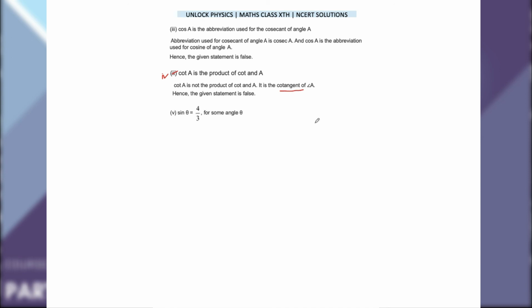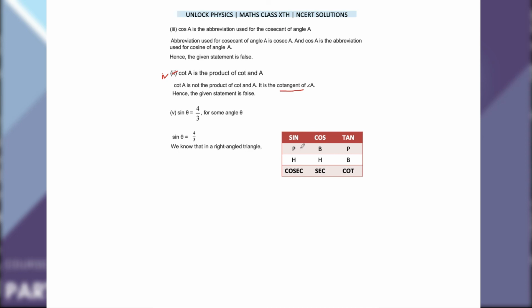Now the fifth part is sin theta is equal to 4 by 3 for some angle theta. So sin theta, we all know, in a right angle triangle is perpendicular upon hypotenuse from our trigonometric ratio table. In a right angle triangle, hypotenuse is always greater than the remaining two sides. Therefore such a value of theta is not possible. Here we see that perpendicular is 4 and hypotenuse is 3.